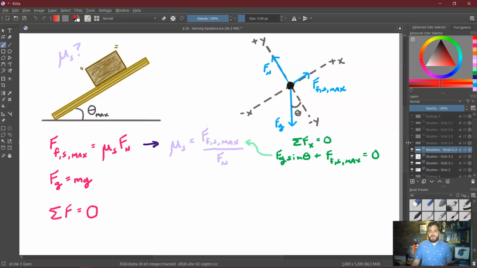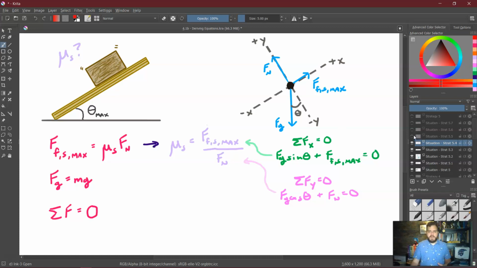Similarly, I'm going to try to substitute something in for the normal force as well by looking in the y dimension. In the y dimension, these forces are balanced. So we have Fg cosine theta plus Fn is equal to 0. And so I could stick in for the normal force Fg cosine theta because once again, those must have the same magnitude. So everything here has come from these equations over on the left.